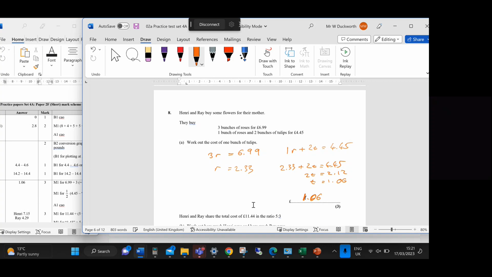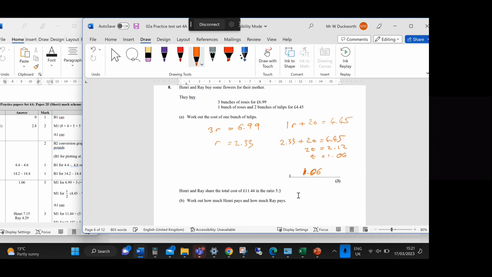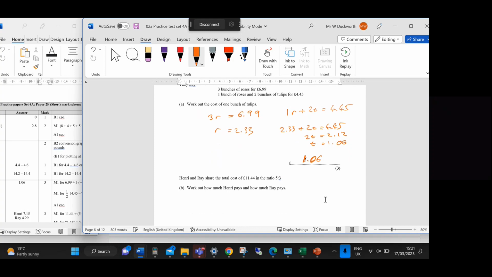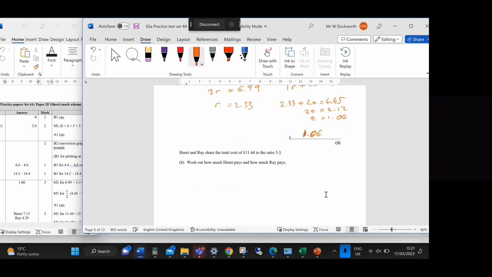Henry and Ravi share the total cost of £11.44 in the ratio of 5:3. Work out how much Henry pays and how much Ravi pays. So we're splitting H and R into the ratio 5:3, and the amount that we're splitting is £11.44. So that's split between 3 plus 5. That's split between 8 parts.